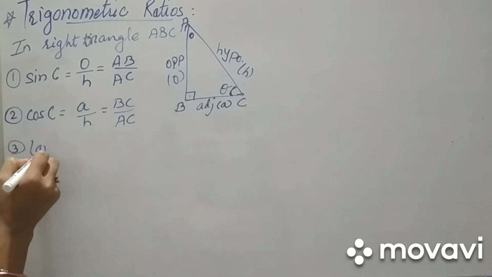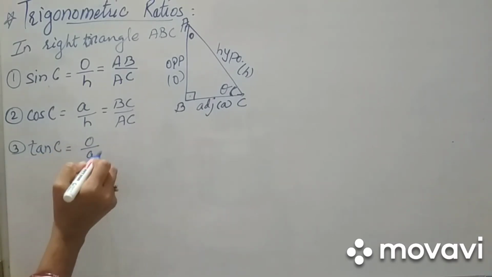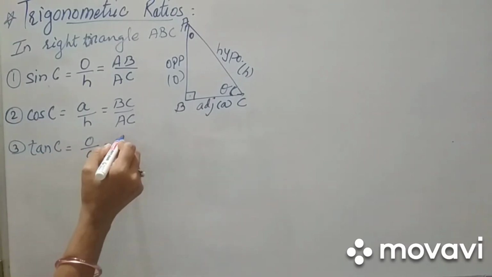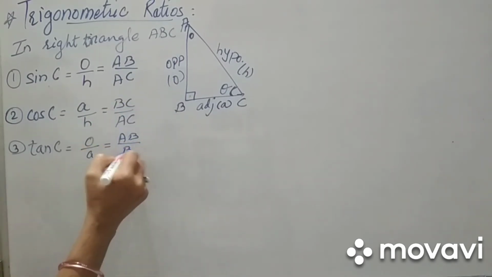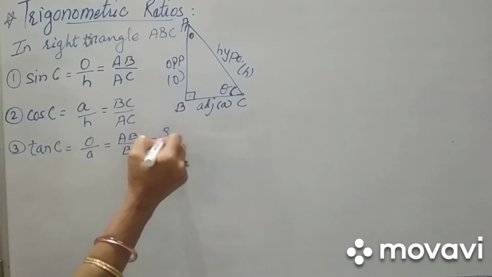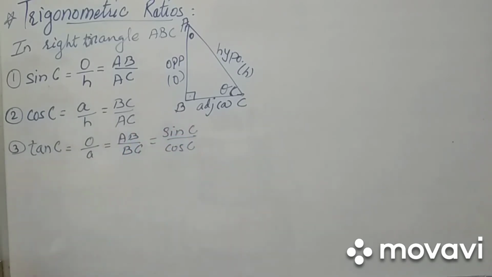Third is tan C is equal to O upon A is equal to AB upon BC. This is also written as sin C upon cos C. Now these are named as the basic ratios.